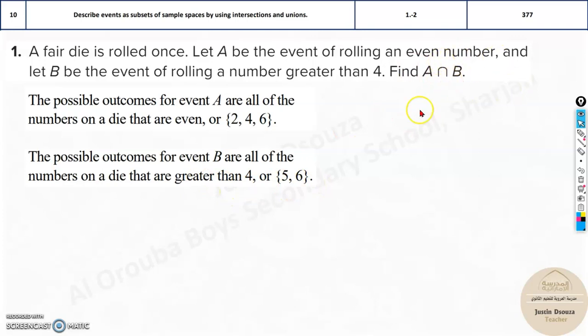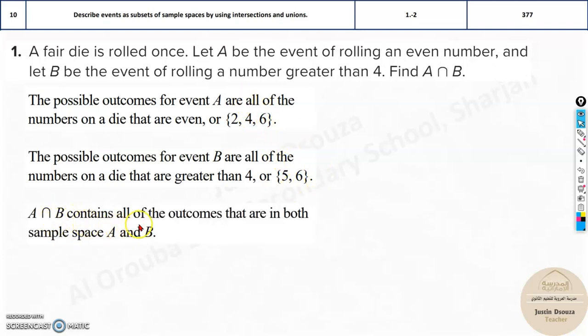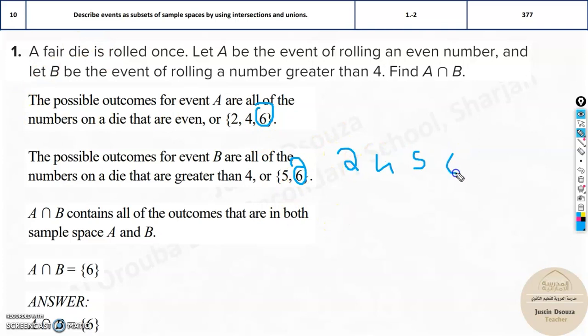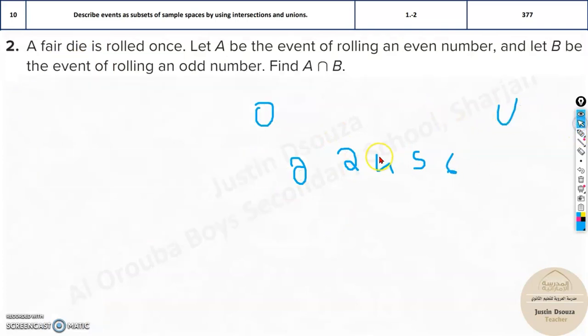Now A intersection B means the numbers that are there in both of these events. A intersection B contains all the outcomes in both of these sample spaces. Intersection means whatever is present in both of these sets. That is only 6 over here. So the answer would be A intersection B is 6. Whereas union means all these outcomes together. It would be 2, 4, 5, and 6. That is union.